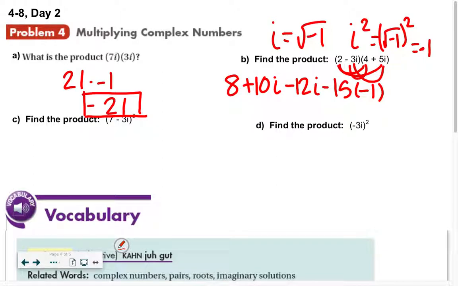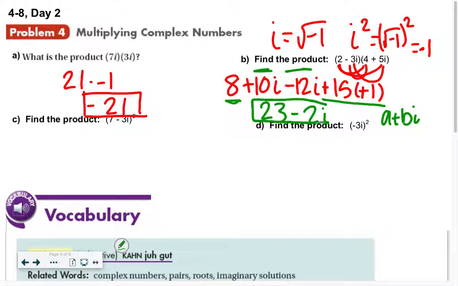The way I like to do this is I like to simplify my number part and then my i part. So I have my plus 15 and 8. How much does that give me? 23. And then I have 10i minus 12i, which gives -2i. Now remember, we write complex numbers with the real part first, and the i part second. So this is our final answer: 23 minus 2i.